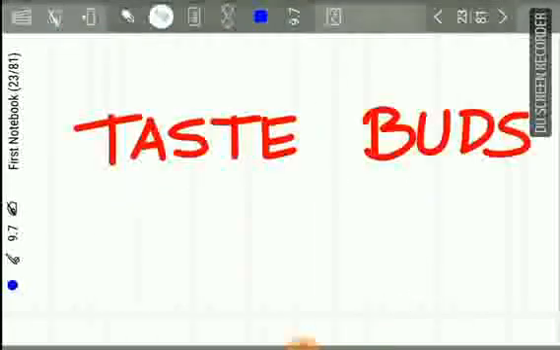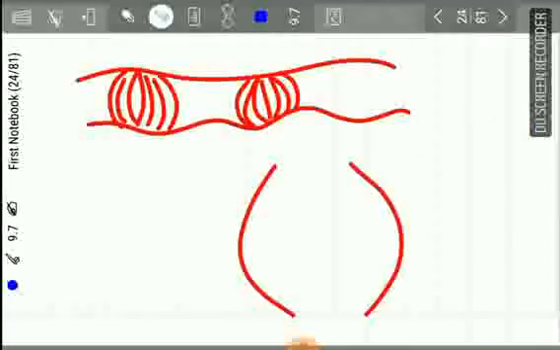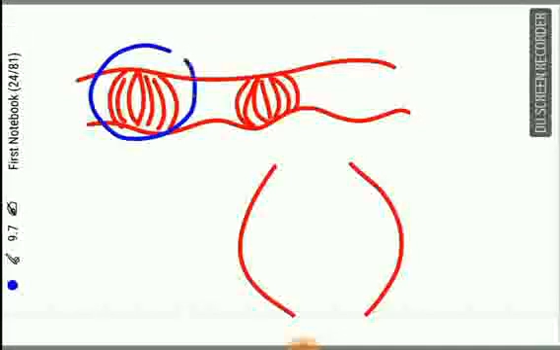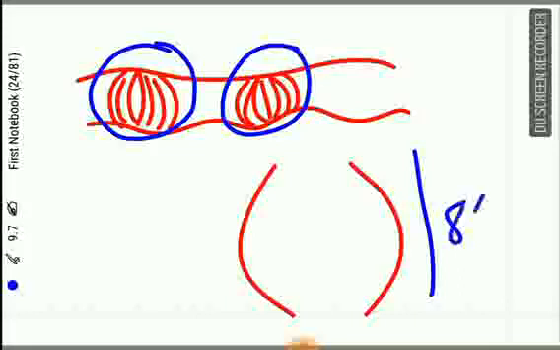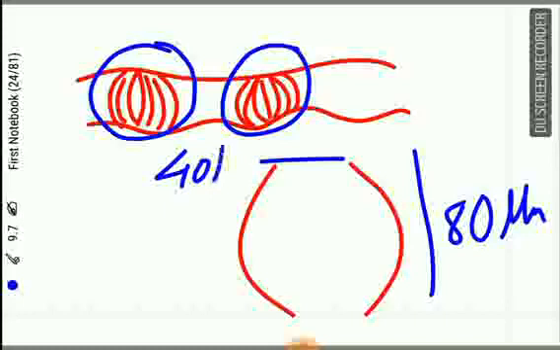Let us now study the taste buds in detail. What are these taste buds? The taste buds are intraepithelial organs. If this is the epithelium, the taste buds are present inside the epithelium. They are ovoid or barrel shaped, as shown in this diagram, and they are 80 micrometers high and 40 micrometers in width.